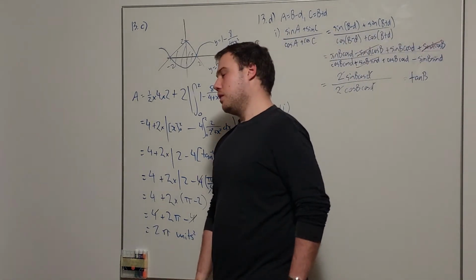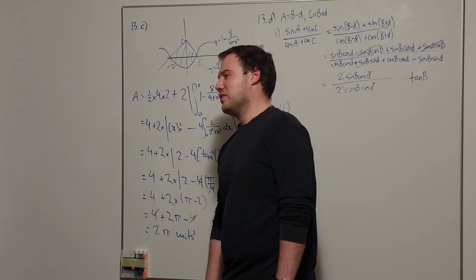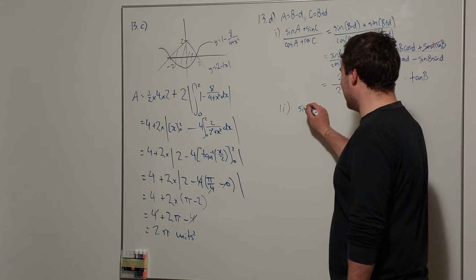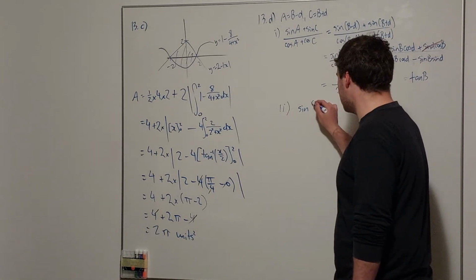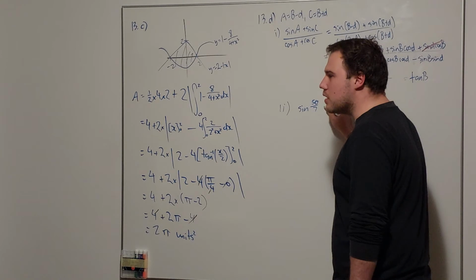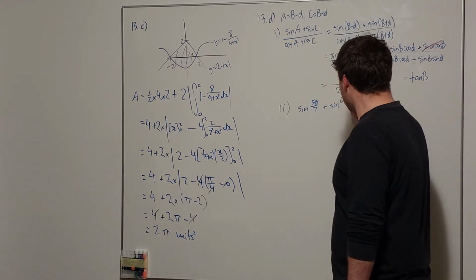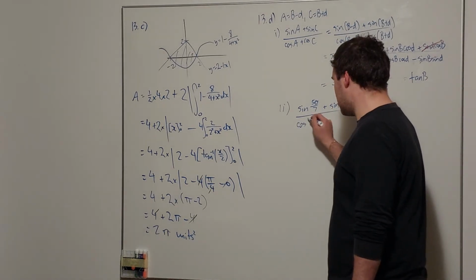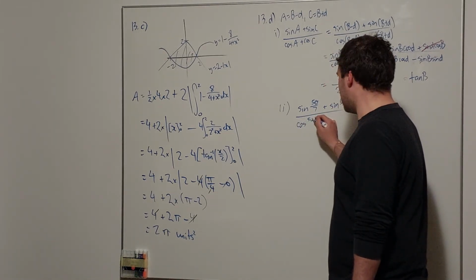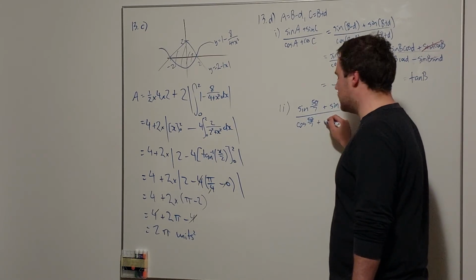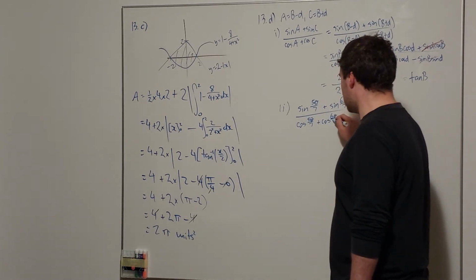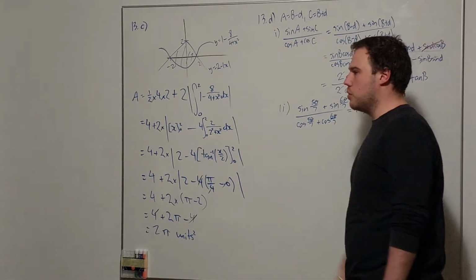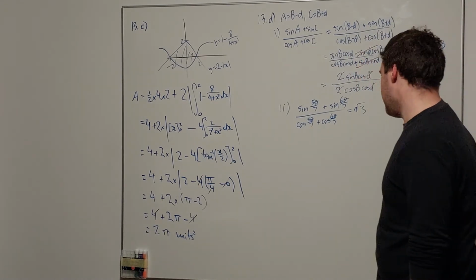Alright, hence or otherwise, I think we want to use the hence solve. When does sine 5 theta on 7 plus sine 6 theta on 7 on cos 5 theta on 7 plus cos 6 theta on 7 equal root 3 for theta between 0 and 2 pi?